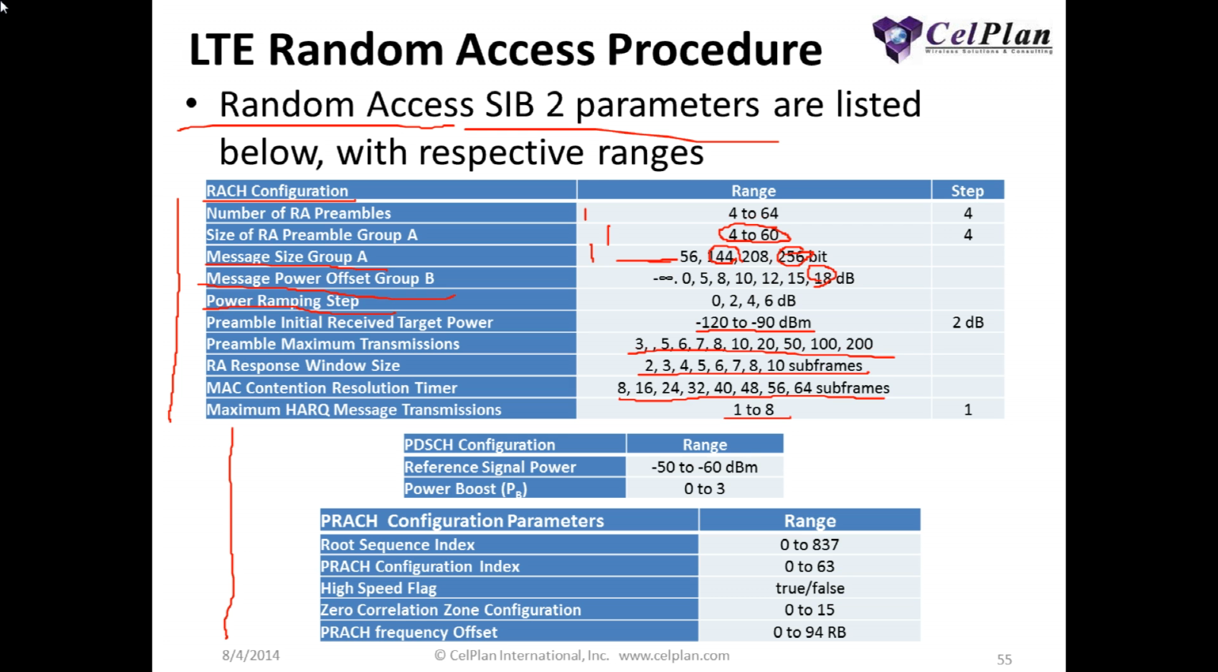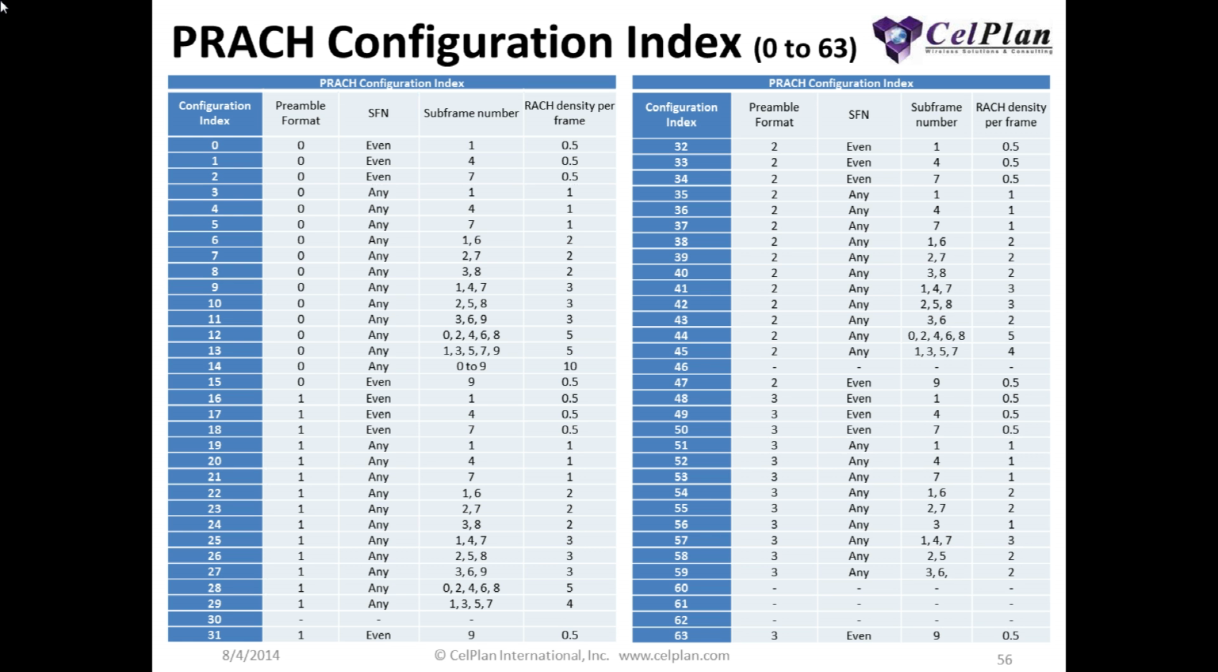On the PDSCH, the reference signal power is important, the power boost, we explained this already on the downlink. And then it will specify the root sequence index. So all of this has to be calculated by the designer for each cell. What is the PRACH configuration index? Is the high-speed flag true or false? What is the zero correlation zone configuration? And the PRACH frequency offset.